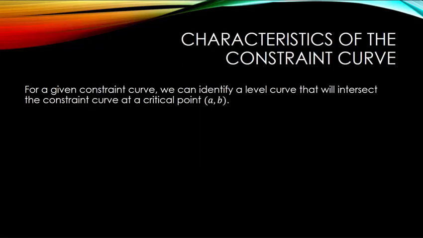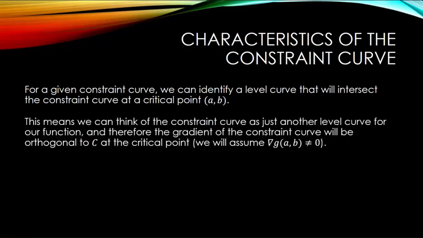For a given constraint curve, we can identify a level curve that will intersect the constraint curve at a critical point (a,b). This means that we can think about the constraint curve as just another level curve, and therefore the gradient of g will be orthogonal to the constraint curve itself at the critical points that we've identified. We are going to assume that the gradient of g at (a,b) will not be 0 here.